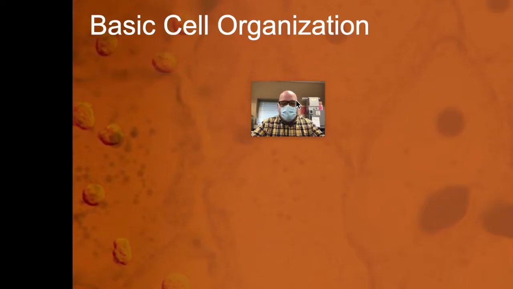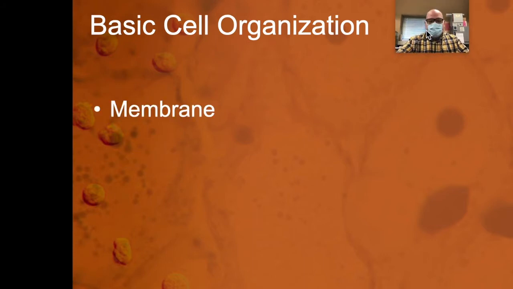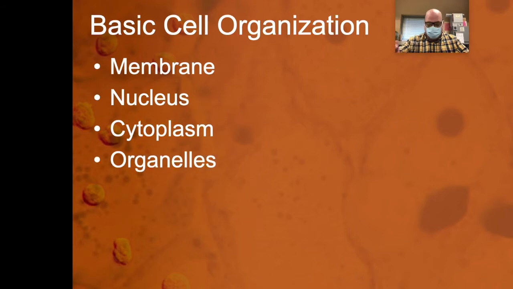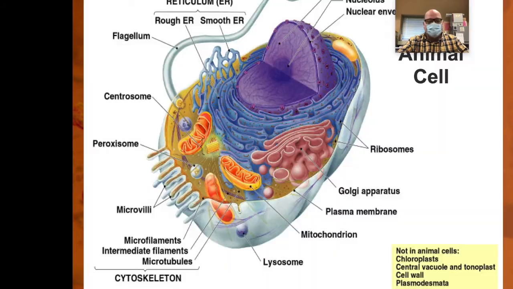Okay, hello everybody. We're going to start our AP Bio lecture on the cell unit. We're going to start with the basics. You don't have to write these down because this is where we're going. This is kind of a map of where we're going. We'll talk about membranes, the nucleus, the cytoplasm, then we'll break down each individual organelle.